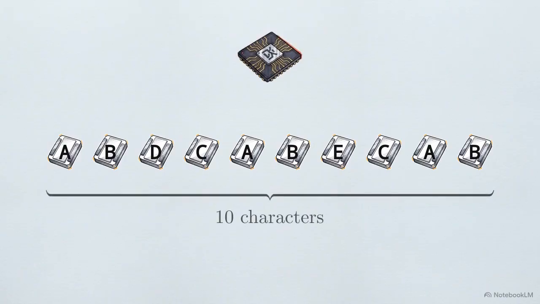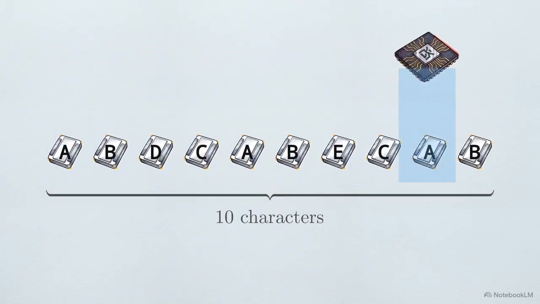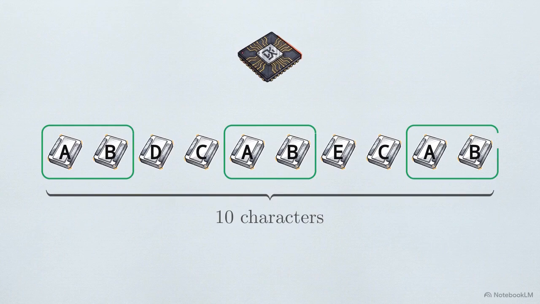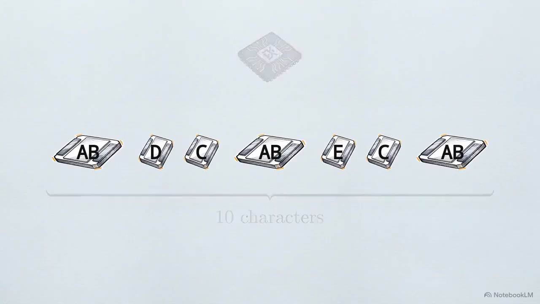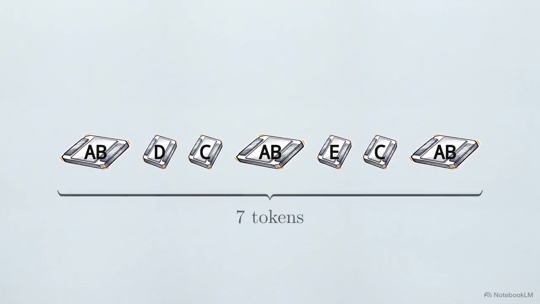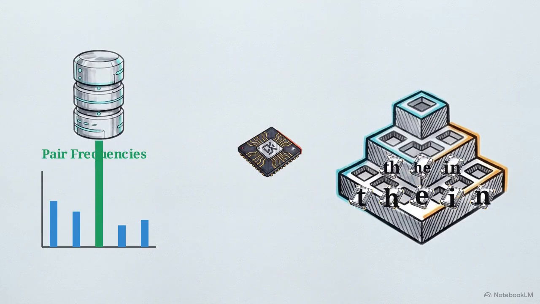We isolate the math using an abstract toy corpus of 10 single characters. We scan the text to find the most frequent adjacent pair. A followed by B appears 3 times. We merge them into a single block, shrinking the corpus length. This frequency-based statistical rule is how language models construct their vocabulary from a training set.